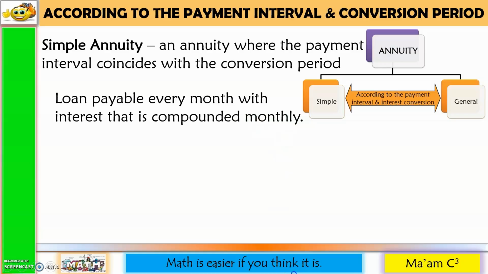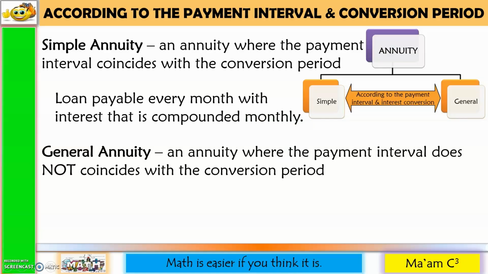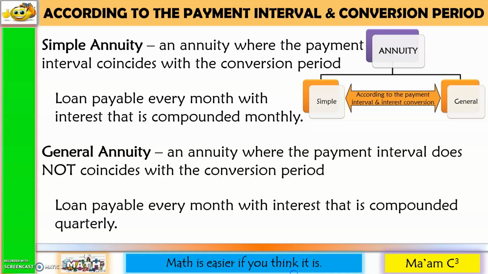The next one is general annuity, an annuity where the payment interval does not coincide with the conversion period. Example, loan payable every month with interest that is compounded quarterly. The payment interval is monthly, but the interest is compounded quarterly.